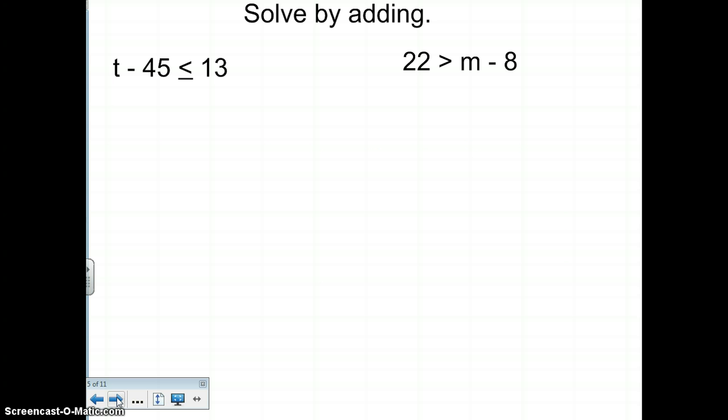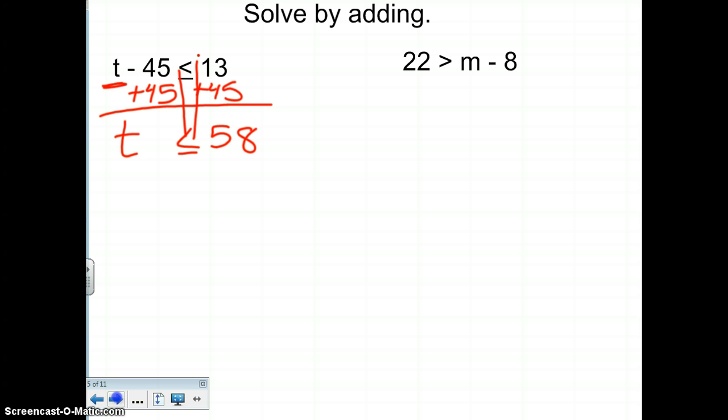So when we're solving by addition, again, the goal is to isolate the variable on one side. To do this, we need to get rid of the negative 45. We can add 45, add 45. If you want to think of this as a river problem, it essentially is. And we get t on one side, 58 on the other, and we need to keep the inequality.